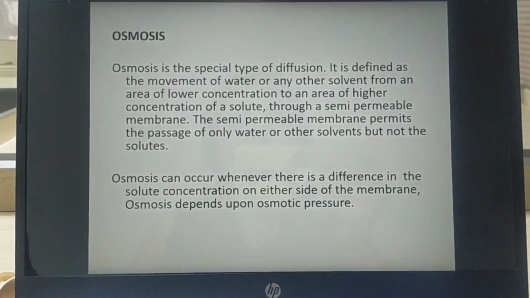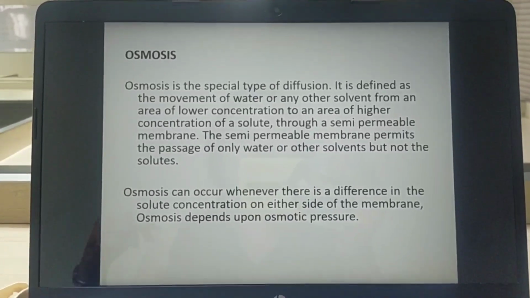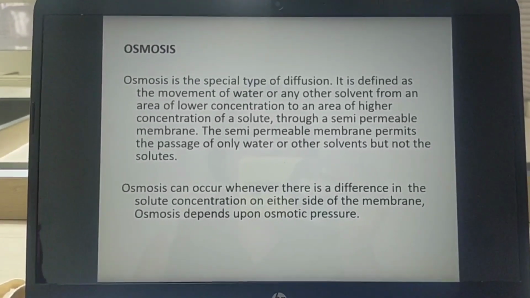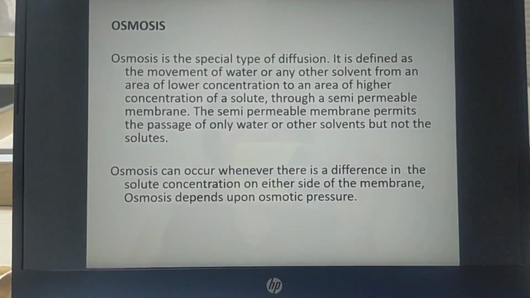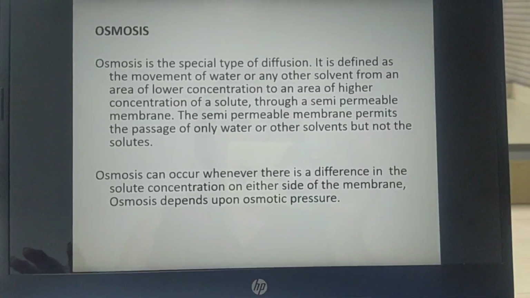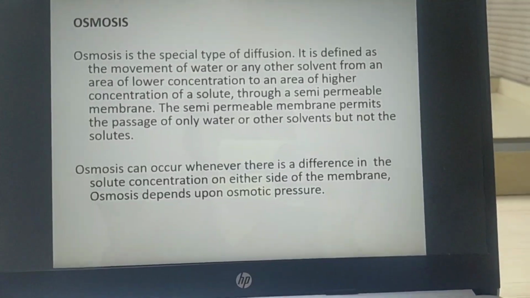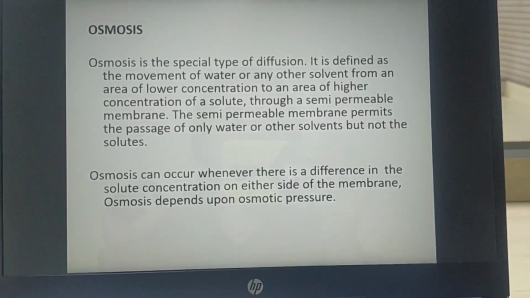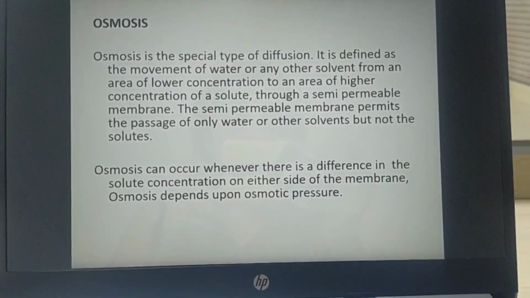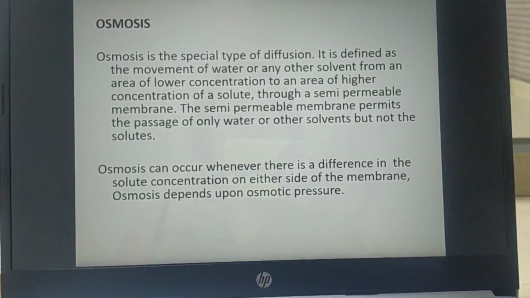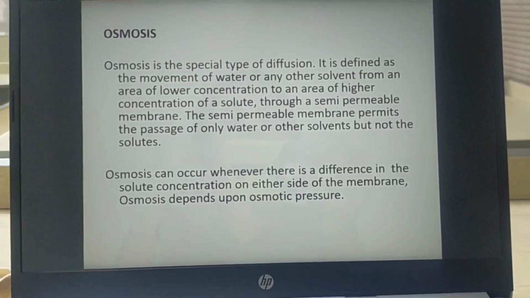So when we were talking about diffusion, the definition was totally opposite, right? We were talking about moving substances from high concentration to low concentration, right? But here in osmosis, the movement occurs from the lower concentration to the higher concentration, and the semi-permeable membrane should be there. So osmosis can occur whenever there is a difference in the solute concentration on either side of the membrane. Osmosis depends upon the osmotic pressure also.